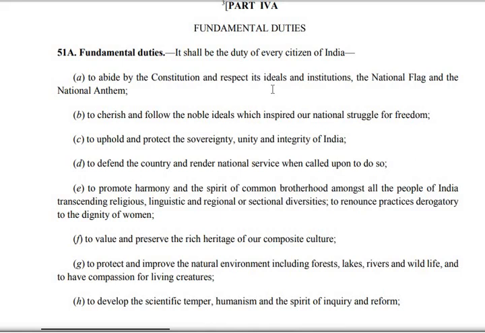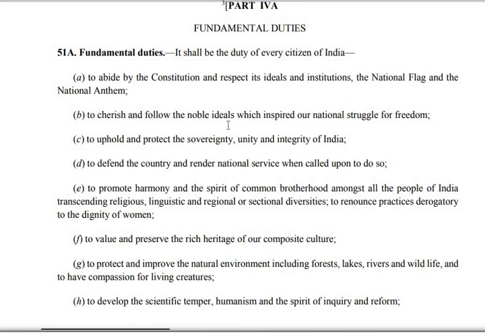For example, participating in a khap panchayat and all that, these are also showing disrespect towards the ideals of the constitution, even though you are not directly involved in the offense. Next, look at this: to cherish and follow the noble ideals which inspired our national struggle for freedom. So noble ideals, again, those principles.